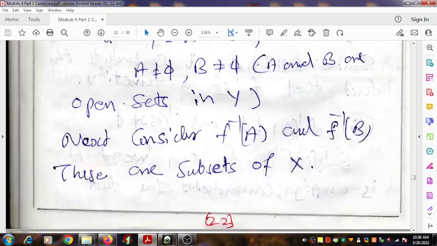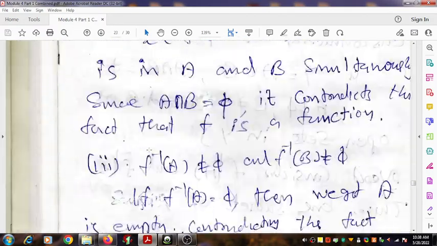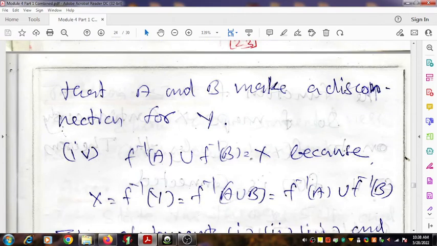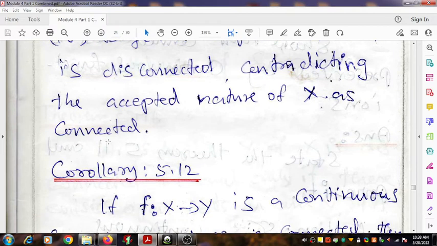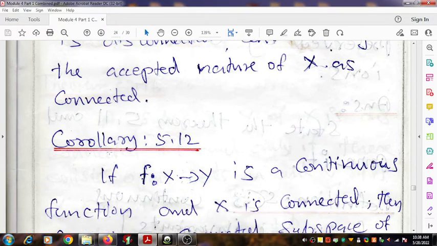So finally, at the end of the proof, we get that X is disconnected. Hence we get the contradiction, and therefore we have to correct the assumption that Y is disconnected. So Y must be connected. Therefore every continuous image of a connected space is connected.